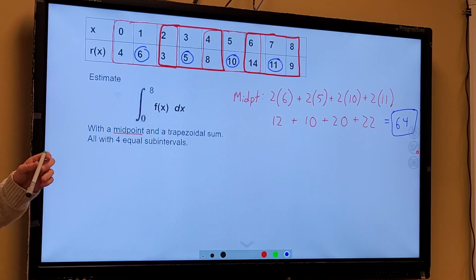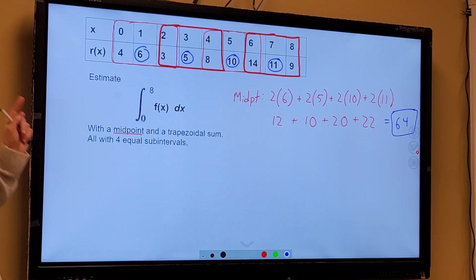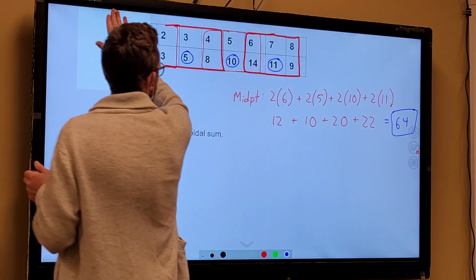Thoughts about that? Do we still need some time for the trapezoidal sum, or you want me to work through that? Work through it.